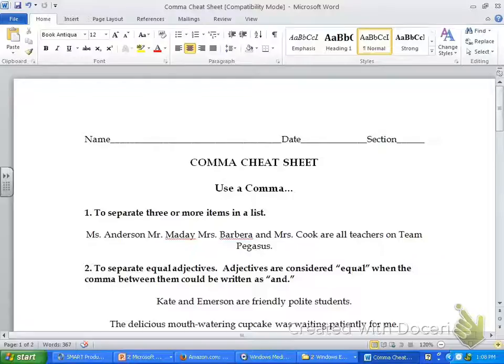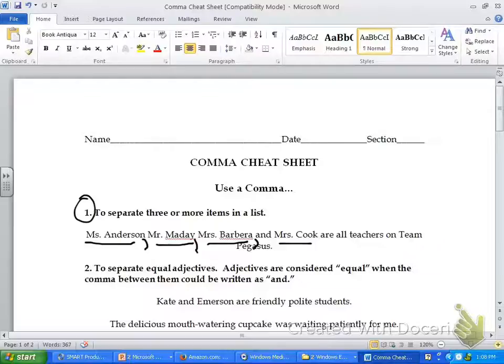So our first rule is that we want to use a comma to separate 3 or more items in a list. So anytime we're listing things in our writing, we're going to use commas. So go ahead and take a second and put the commas in this sentence below where you think they belong. Miss Anderson, Mr. Mayday, Mrs. Barbera, and Mrs. Cook are all teachers on Team Pegasus. So these are the items in our list, Miss Anderson, Mr. Mayday, Mrs. Barbera, and Mrs. Cook, we need a comma after each one. Okay? So that's your first rule.